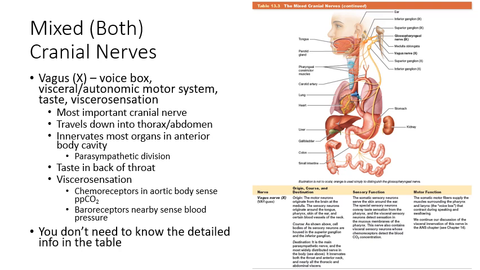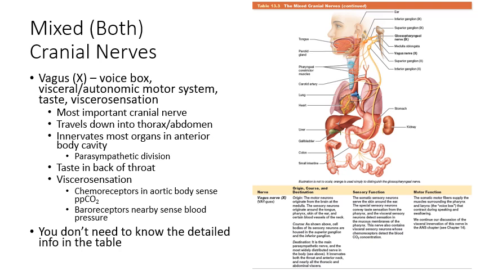So this cranial nerve doesn't just travel down into the neck, it actually travels down through the neck, through the chest, and into the abdomen. So it actually goes into the abdominal cavity. So it's very, very long and big, and it has a lot of branches. And it actually contacts most of the organs that you have in your thoracic cavity and your abdominal cavity.